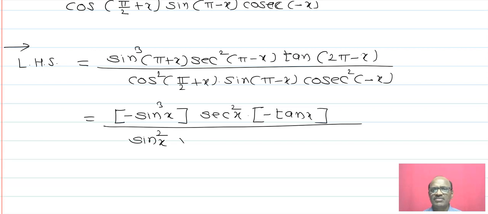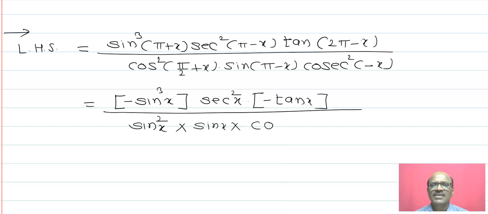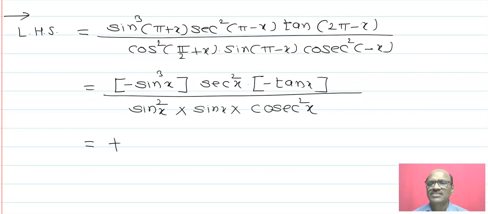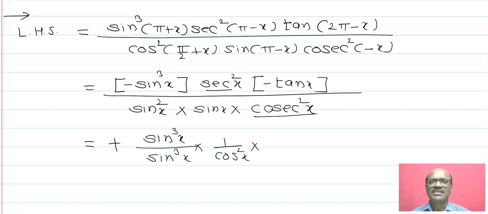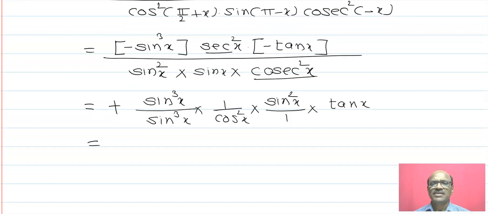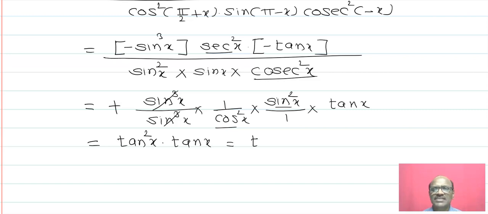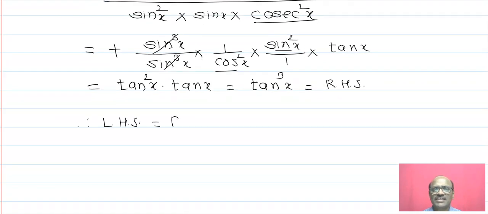Now tan of 2 pi minus x, it comes in the fourth quadrant, pi angle function remains, therefore it is a minus tan x. Now next, that is cos square of pi by 2 plus x, it will become sin square x. Sin of pi minus x is sin x, and cosec square of minus x is cosec square x, because again sin of minus theta is minus sin theta, it absorbs the negative sign. Now here, that is sin cube x upon sin cube x, 1 upon cos square x, sin square x upon 1 into tan x, and overall we are getting tan square x into tan x, that is equals to tan cube x, and that is equals to RHS. Therefore LHS is equals to RHS.